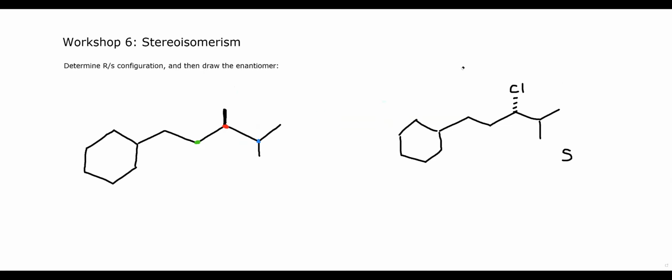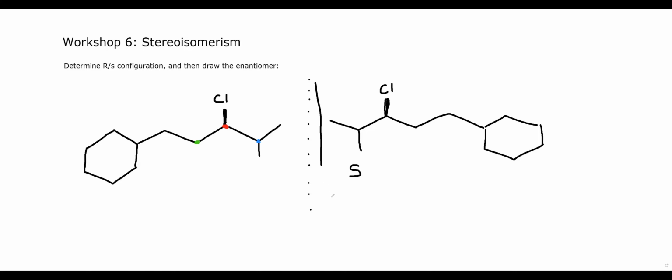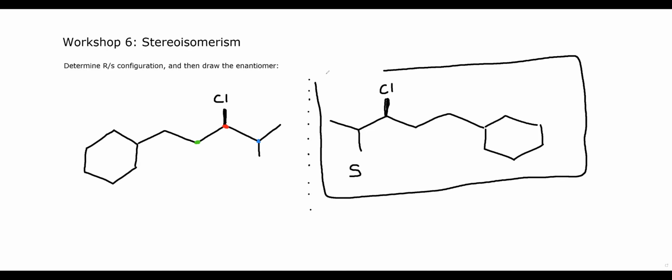What would that look like? If you wanted to draw the mirror image, chlorine, you could draw it from any angle. I'm going to draw the mirror image here. We do this, we have a wedged chlorine here. Then we have the 6-carbon ring over here. So this would be the S enantiomer, and this is perfectly acceptable as an answer as well.